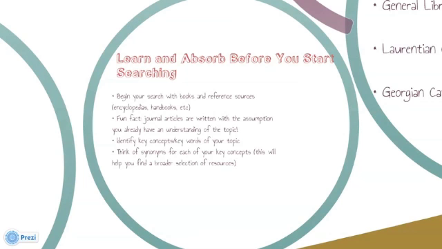Next, you're going to identify key concepts and keywords for your topic. That's also really important when you're going to start doing your searches for keywords and subjects, which we'll get into a little bit later. You're also going to want to think of synonyms for each of your key concepts, and this will help you find a broader selection of resources, especially when you're just beginning the process.